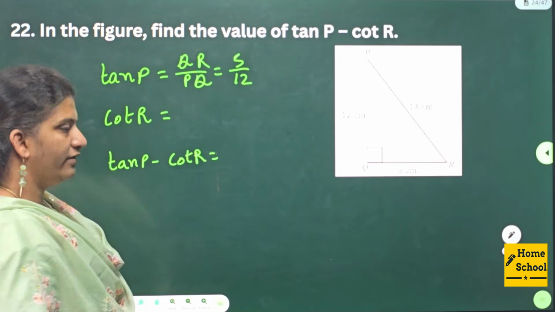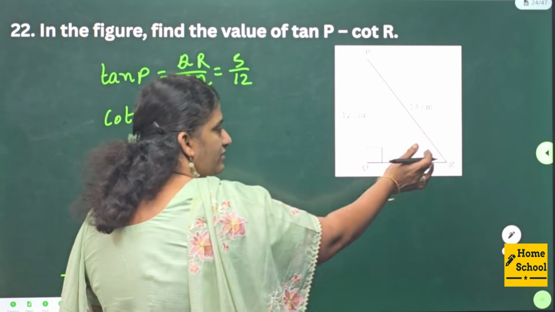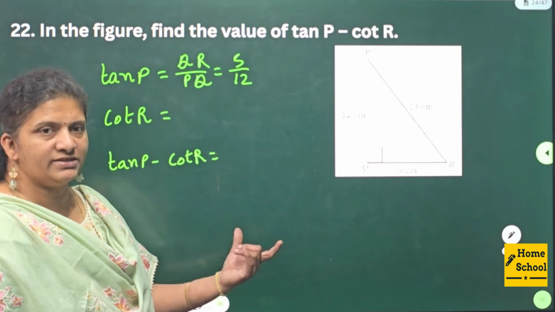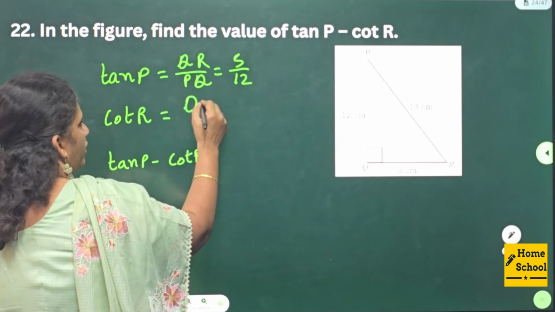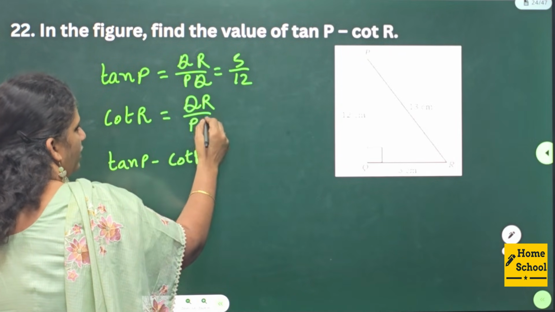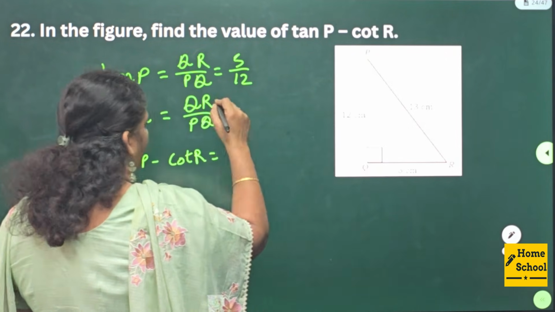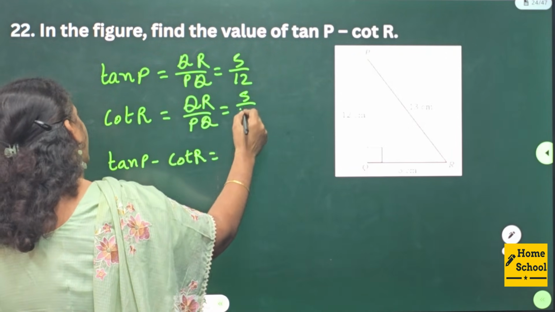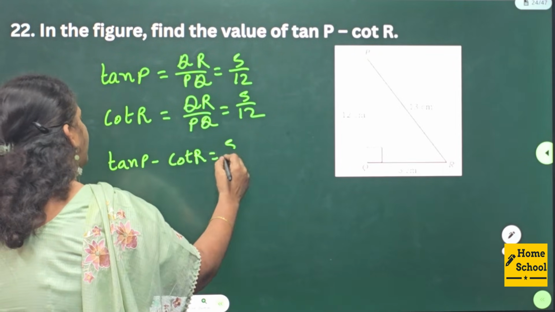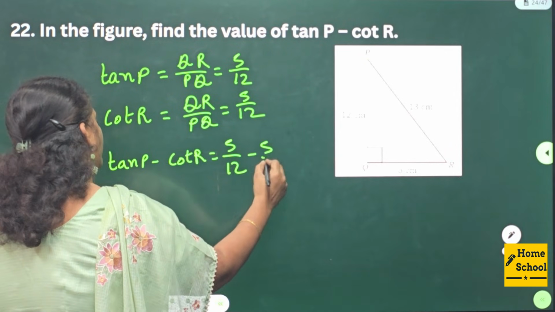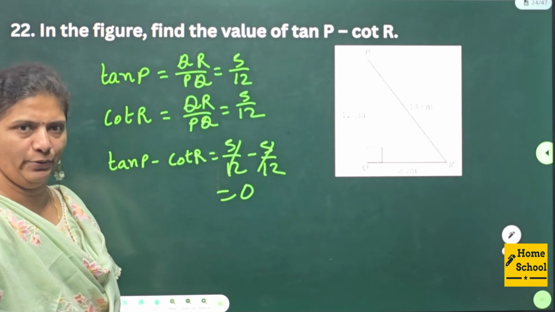Then cot R. Now the acute angle is shifted to R letter. From here you need to see cot R. Cot means adjacent by opposite. That is QR by PQ. Cot R, adjacent QR, opposite PQ. Same ratio we are going to get. Okay. Now subtract these two. 5 by 12 minus 5 by 12 will be 0.